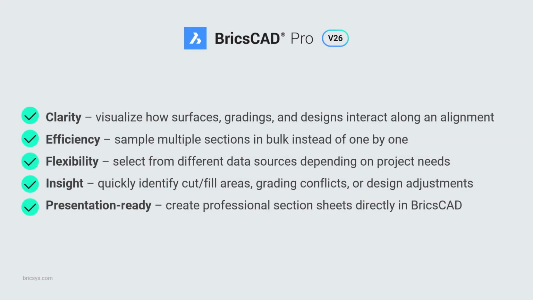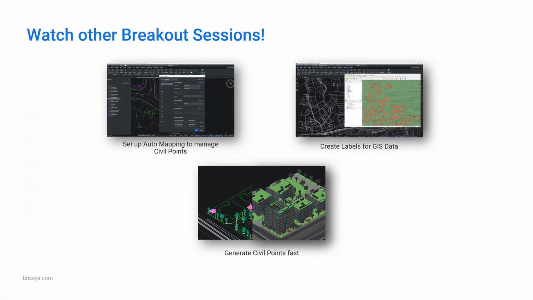So that's how easily you can create and manage civil section and section views in BricsCAD V26. We started from a surface, defined our section lines, customized the styles, and even added new entities after the sections were created, all while keeping everything dynamic and up to date. In short, you can move from analysis to documentation faster, with all the clarity and accuracy you need to design confidently.